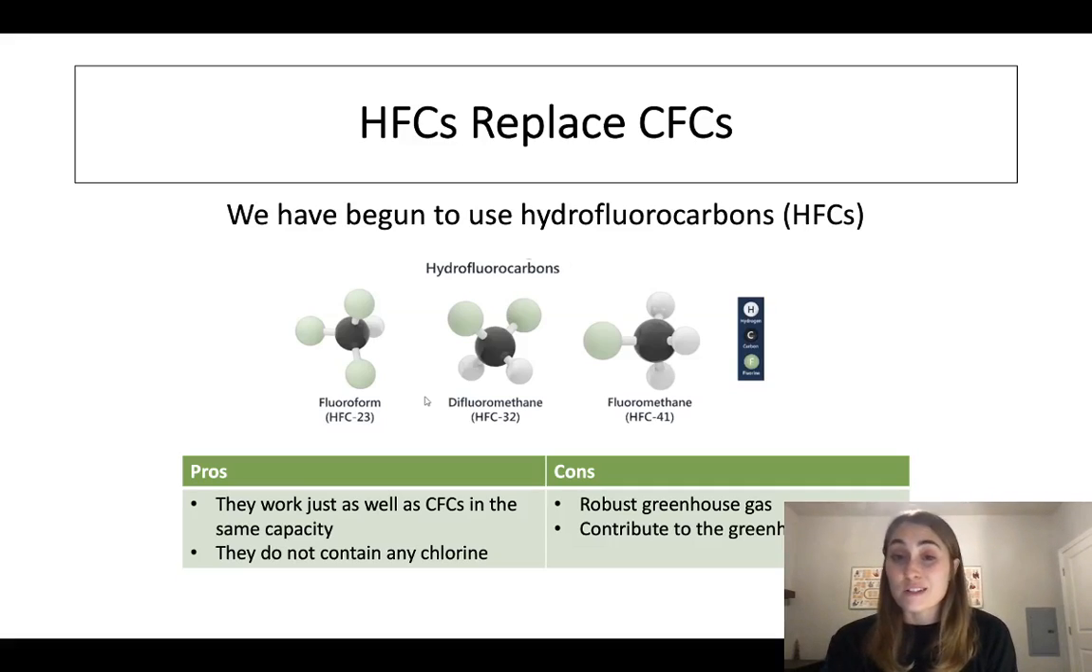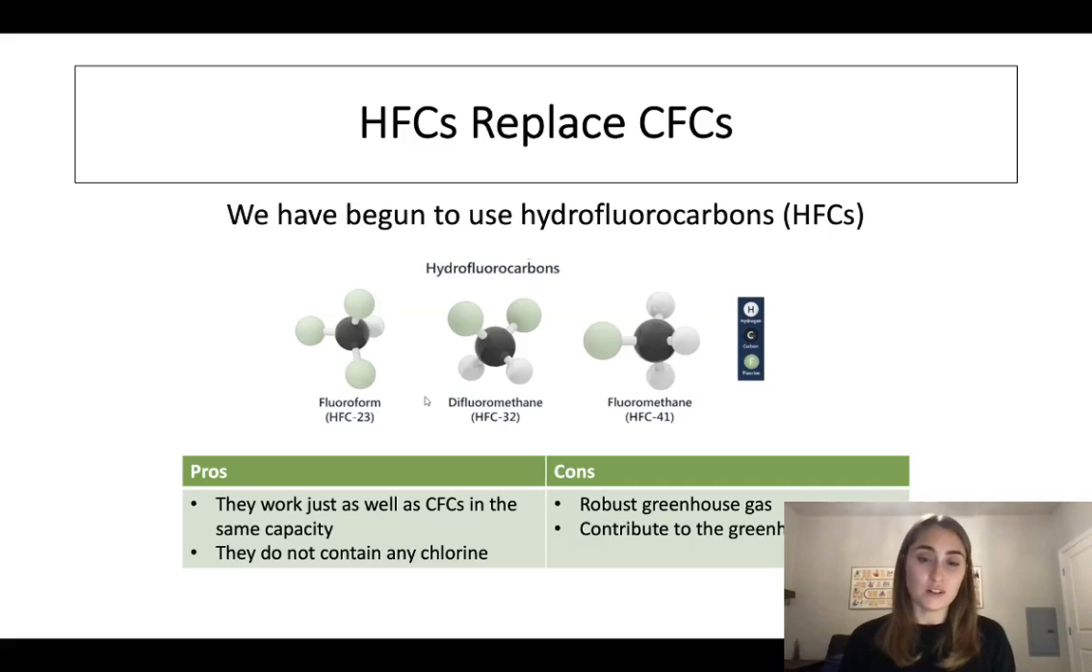Now, your next question should be, if we phased out CFCs, what did we replace them with? Well, we replaced them with something called hydrofluorocarbons. If you look at that term, there is no chlorine atom in there. There's just hydrogen, fluorine, and carbon. These are better because the chlorine portion of the CFCs, which was what we were most concerned about, has been eliminated. HFCs work just as well in the same capacity, so we're able to effectively replace all CFCs with HFCs and eliminate that use of chlorine.